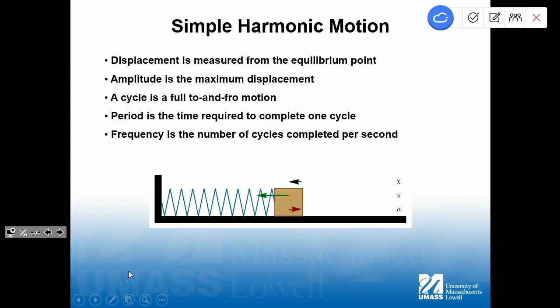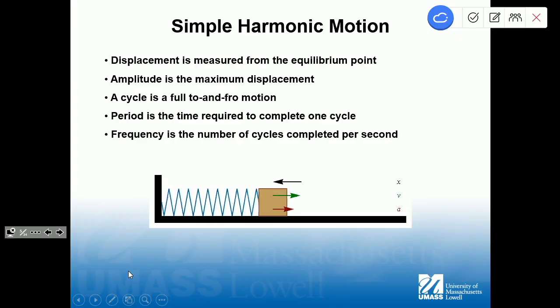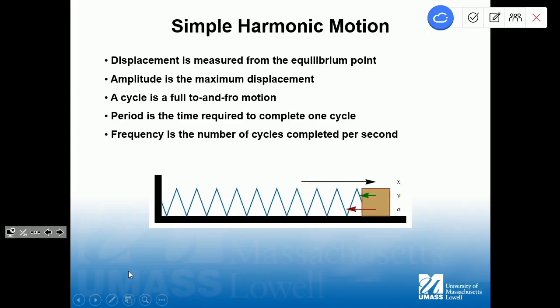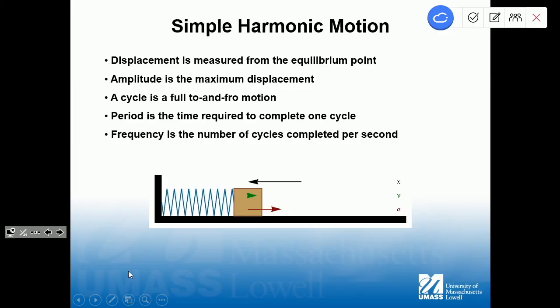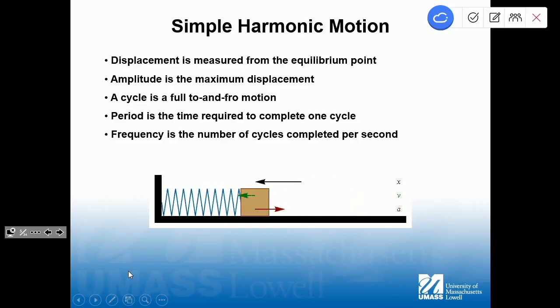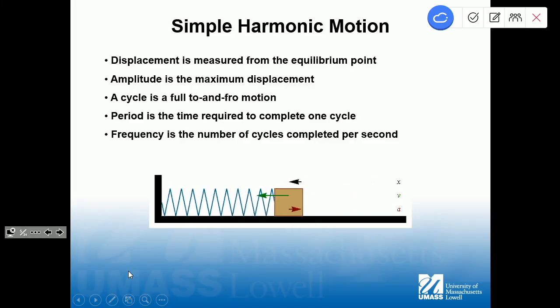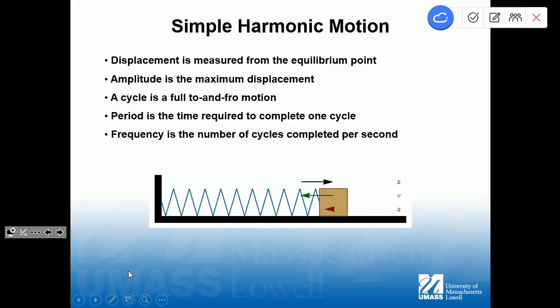Okay, a few things. Displacement is measured from equilibrium. And the definition of equilibrium is the position at which there is no net force on the object, right? So in this case, where it's a horizontal spring mass system, equilibrium is where the spring is unstretched, because that is where the force on the object is 0, right? F is still minus kx. Okay?